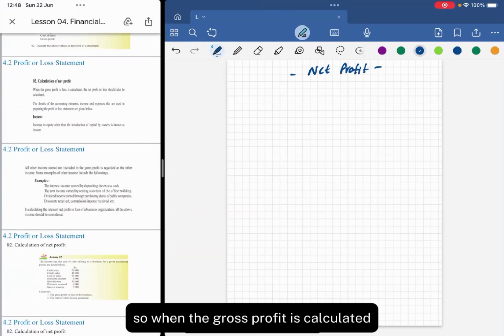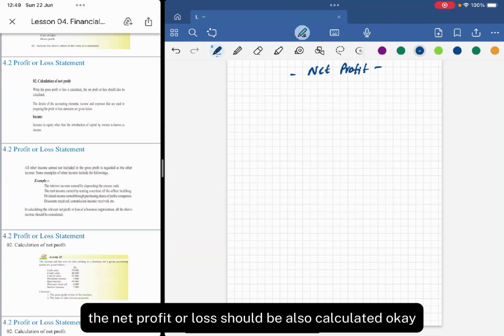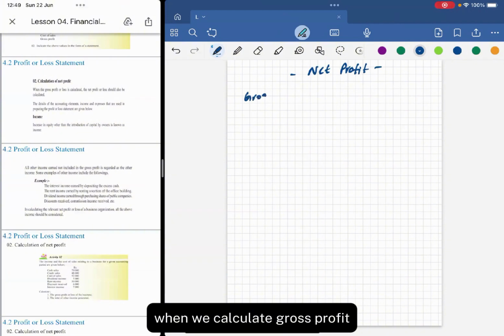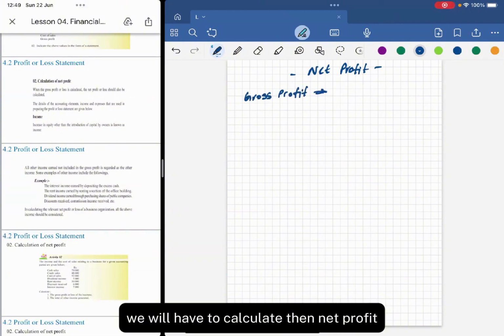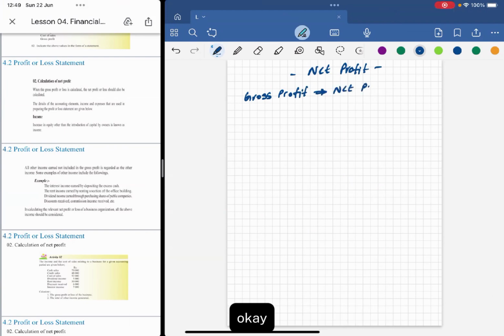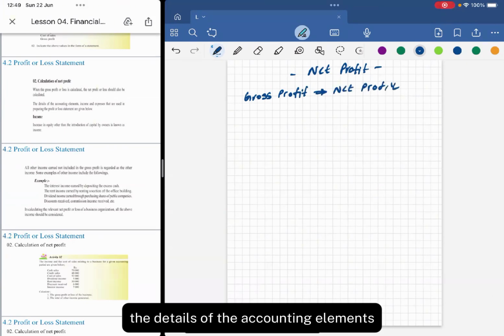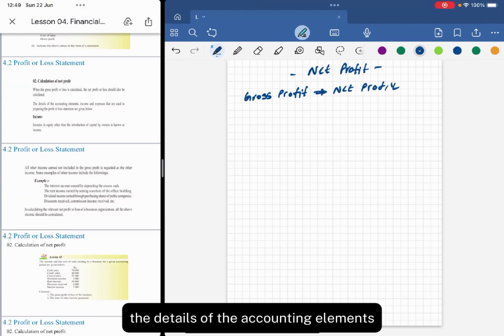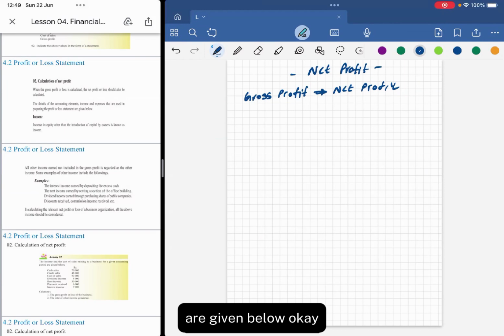So when the gross profit is calculated, the net profit or loss should also be calculated. When we calculate gross profit, we will then have to calculate net profit. The details of the accounting elements, income and expenses, that are used in preparing the profit or loss statement are given below.